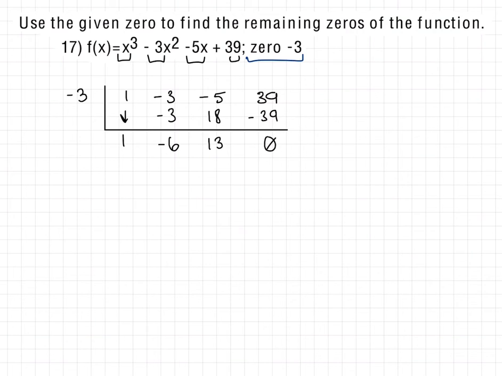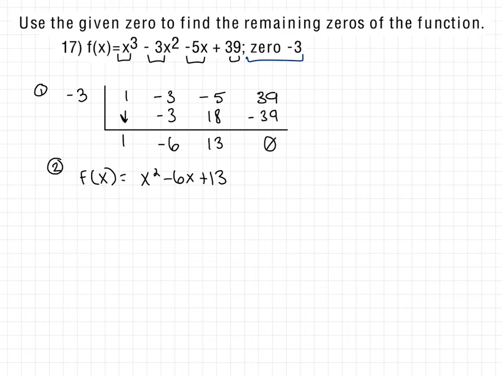Since we have a zero remainder, this means that our function that we're getting out of this is a quadratic function, and we have positive x squared minus 6x plus 13. Now that we have this done, we can go ahead and move on to our second step, which is going to be using the quadratic formula to solve for the remaining zeros.